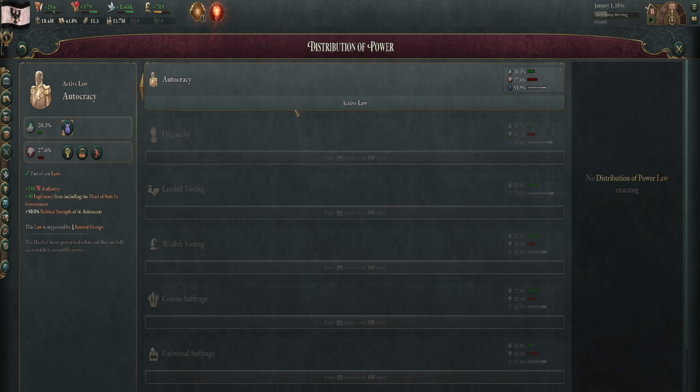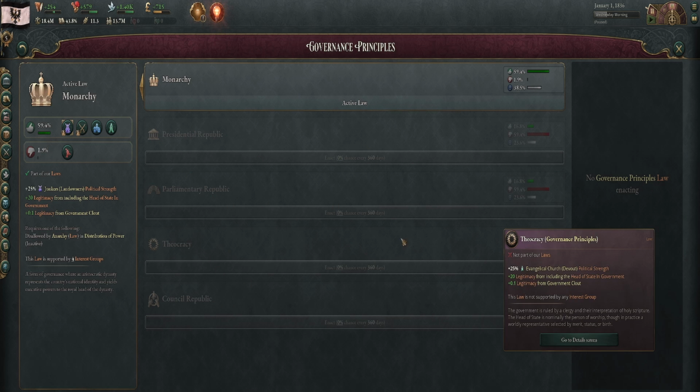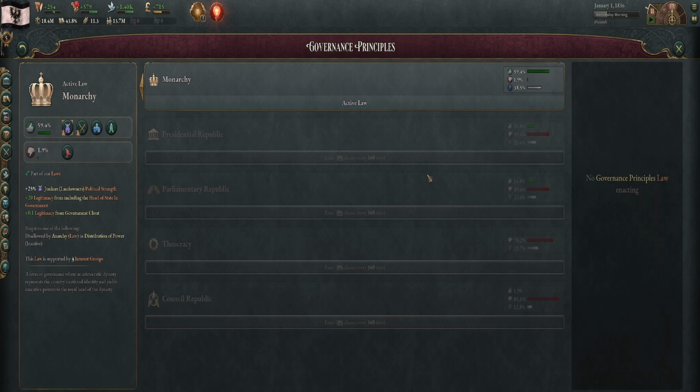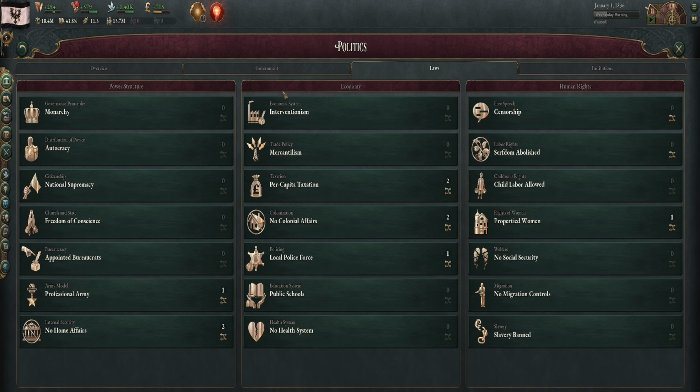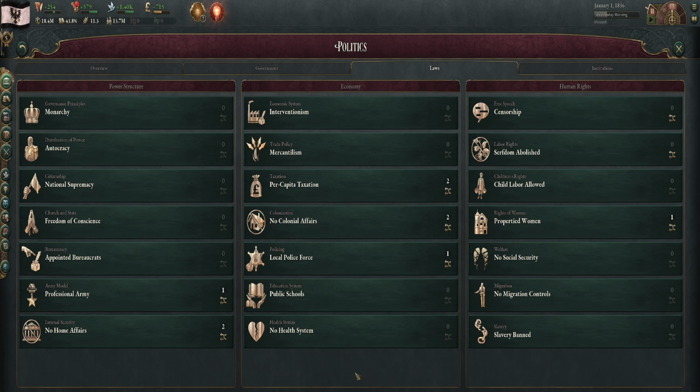Do you want to have voting systems? Do you want to stay autocratic? Do you want to maybe build a theocracy, or just go for a parliamentary republic? It is completely up to you in this. The game does kind of nudge you in a certain direction, though, and typically it's going to be to try and liberalize at least some of your laws, right?